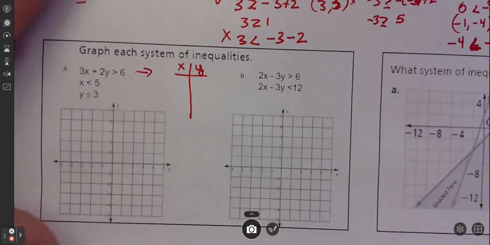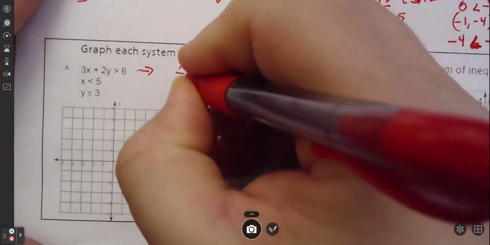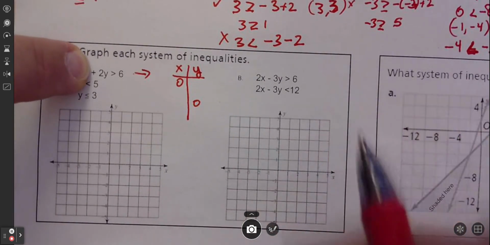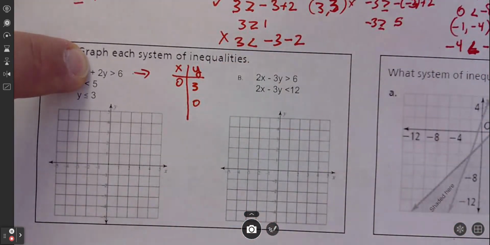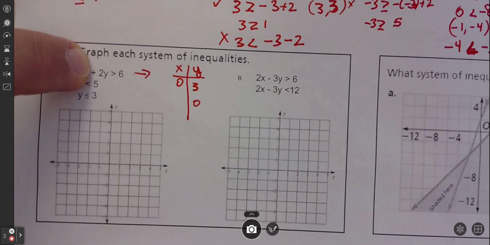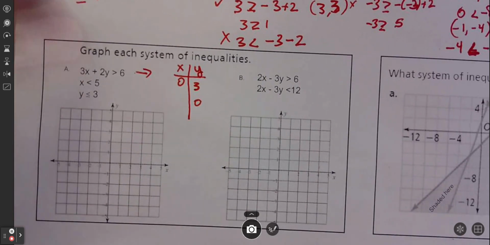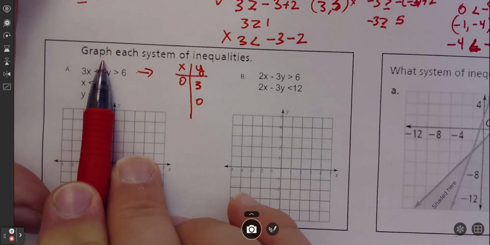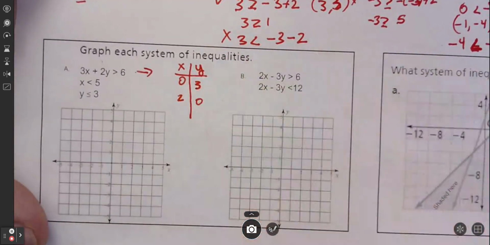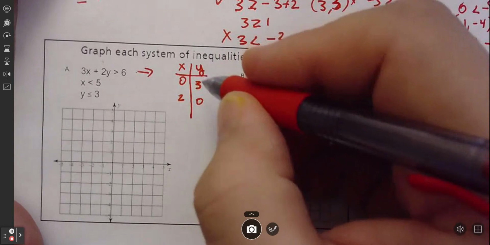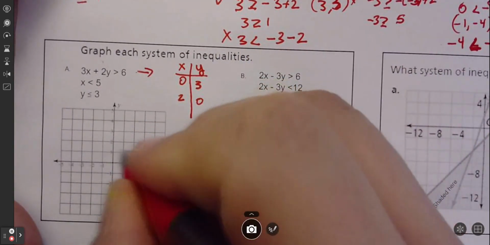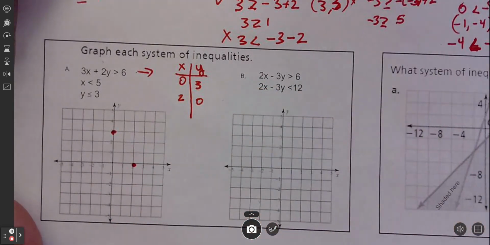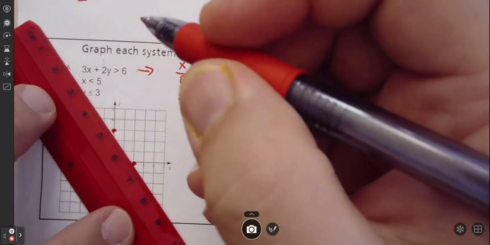Plugging in 0 is how we're kind of supposed to graph the standard form. If I plug in 0 for x, then my intercept is 3. Plugging in 0 for y to make this true would be 2. So those are my intercepts: (0, 3) and (2, 0). Dotted or solid?